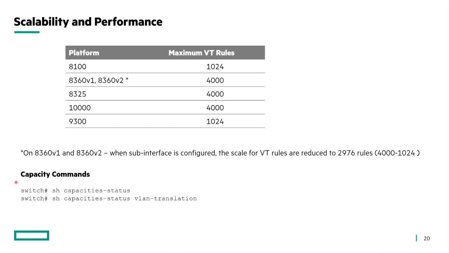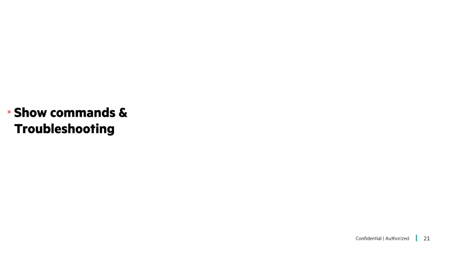Capacity commands, very simple. We can use show capacity status or show capacity status with VLAN translation, which will show which VT rules are being used. On to show commands with some troubleshooting diagnostic commands thrown in at the end.